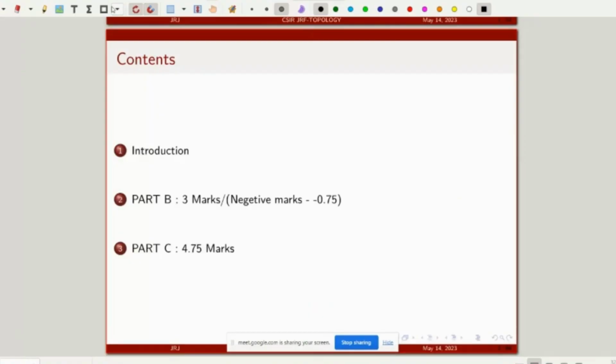Thank you so much for inviting me for the CSIR NET series. In part B, we will have 3 marks questions, and if the answer is wrong, negative marking is there, minus 0.75. And in part C, each question carries 4.75 marks, which will be multiple select. Part B is multiple choice.